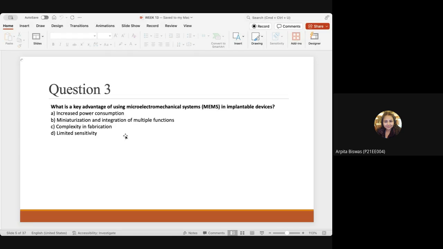Next, moving to question number three. What is a key advantage of using microelectromechanical systems in implantable devices? The first option is increased power consumption. The second is miniaturization and integration of multiple functions. Option C is complexity in fabrication, and option D is limited sensitivity. Take your time and then try to give the right answer.